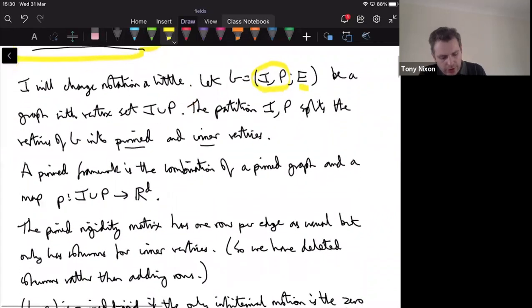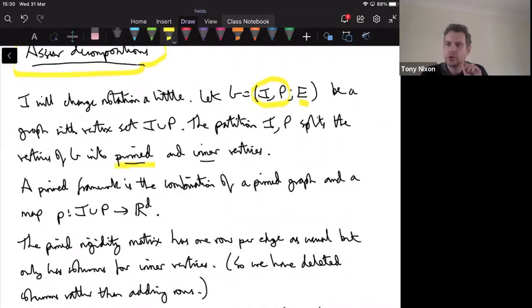So some of our vertices will be pinned, which means that any infinitesimal motion at that vertex must be the zero motion. It doesn't move in any continuous motion. And inner vertices are ones that are allowed to move freely. So unlike linearly constrained frameworks, we don't have the option in the middle where there are, say, sliding constraints to fixed hyperplanes or just fixed lines in the plane.